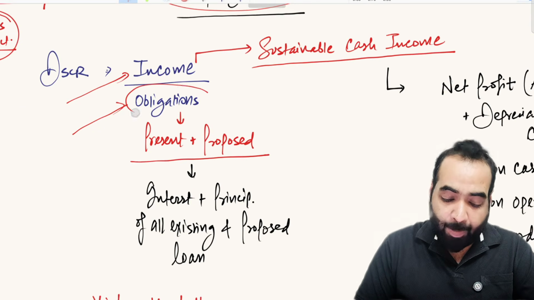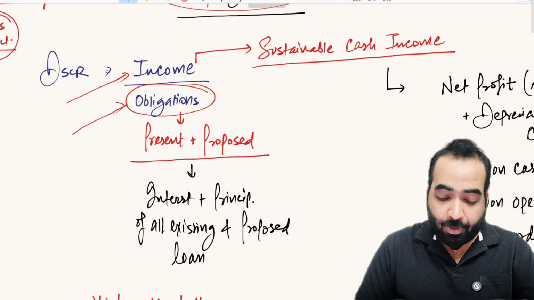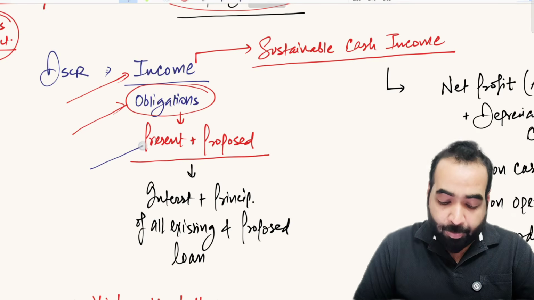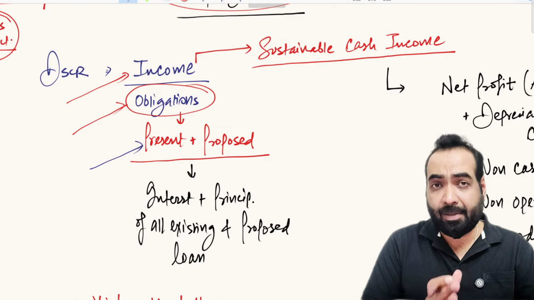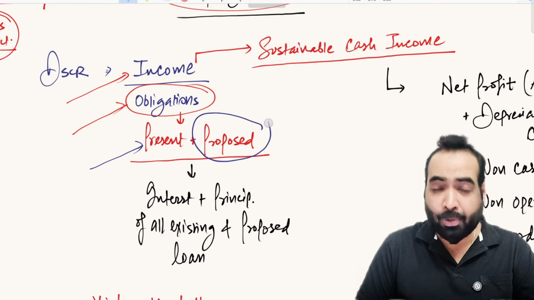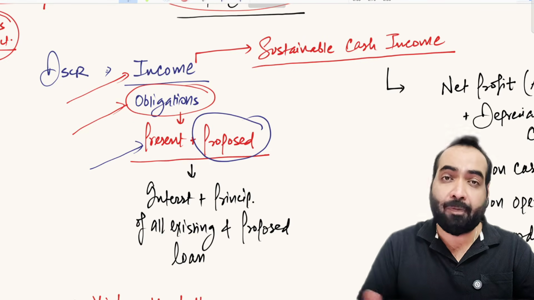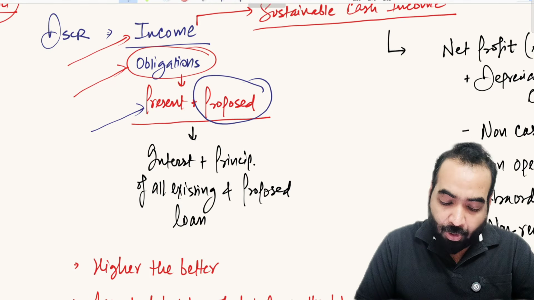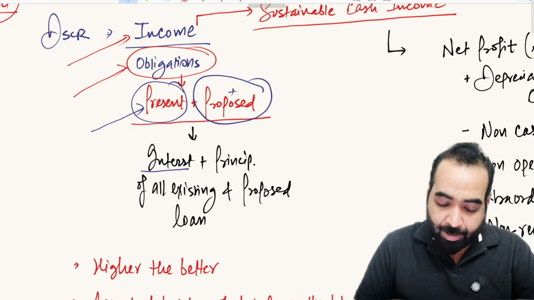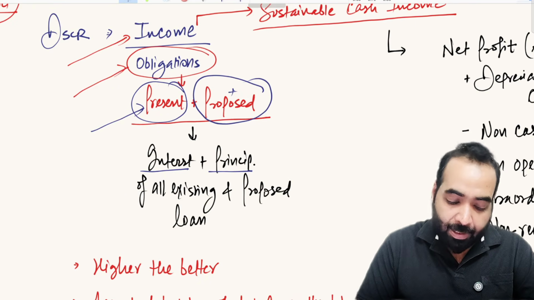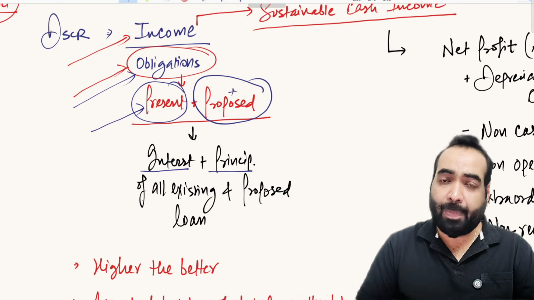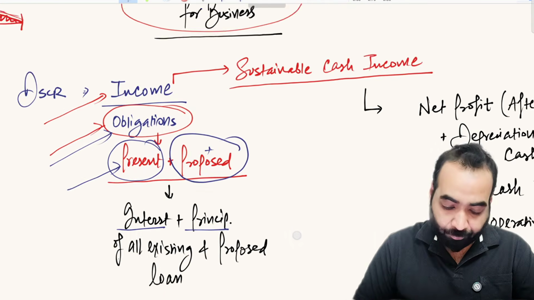So what are you paying? The things that you are paying is called debt. That includes both your existing debt, existing principal and interest obligations, plus the proposed debt, the new debt that you are taking from us, right? So all debt, including past plus newly proposed debt, their interest and principal combined is your obligation for total debt, existing plus new proposed, right?